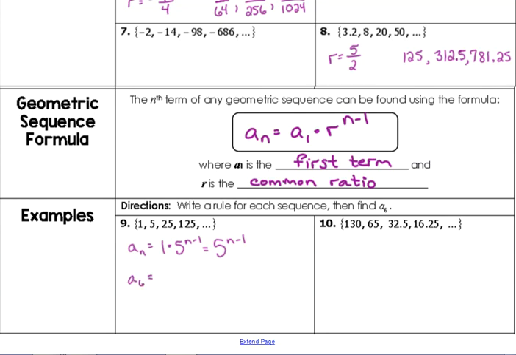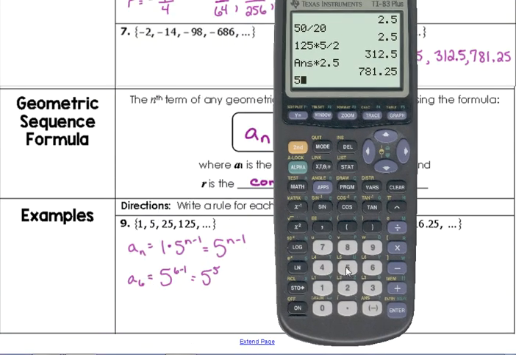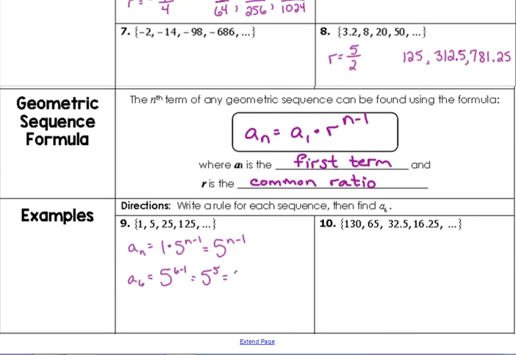Let's find the sixth term by simply plugging in 6 into our equation. So that's 5 to the 5th, which is 3,125. So again, gets big really, really fast. When your common ratio is greater than 1, that sequence is going to produce large terms very, very quickly.